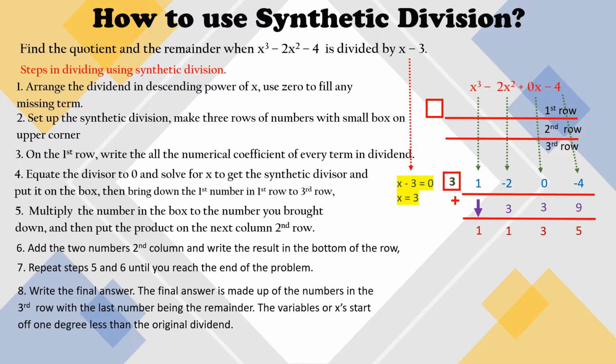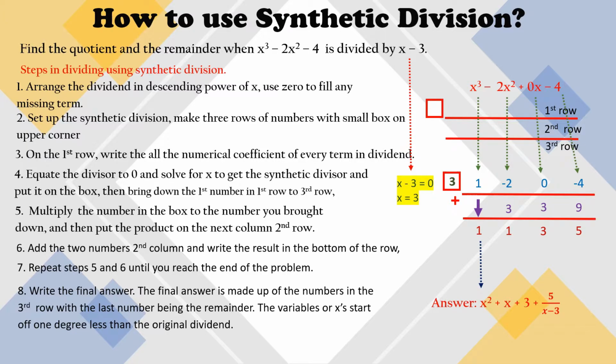Step 8 is to write the final answer. So the final answer is made up of the numbers in the third row, which are 1, 1, 3, 5, with the last number being the remainder. So our remainder is 5. The variables of x start off 1 degree less than the original dividend. So we're just going to put variable x on our numbers on the third row, which will give us x squared plus x plus 3 plus 5 over x minus 3.